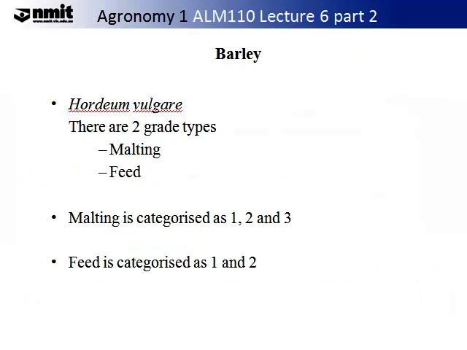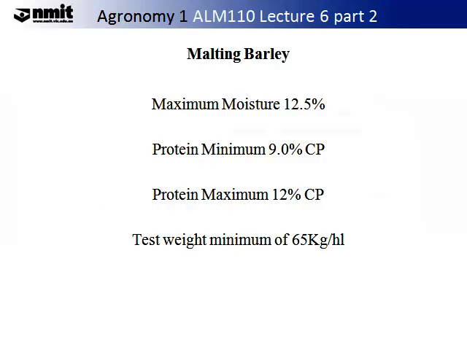Now let us move on to a second important crop in Victoria, and that is barley, also known in Latin as Hordeum vulgare. There are two main grades of barley, malting and feed. Malting is characterized as 1, 2 and 3, while feed is characterized as 1 and 2. The characteristics which make malting barley are a maximum moisture of 12.5% in the grain at harvest, protein minimum of 9% and a protein maximum of 12%. It has a test weight minimum of 65 kilograms per hectare.